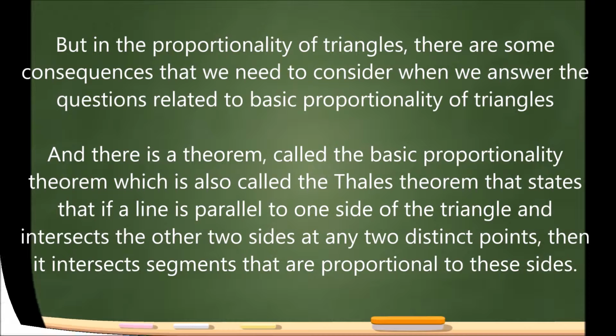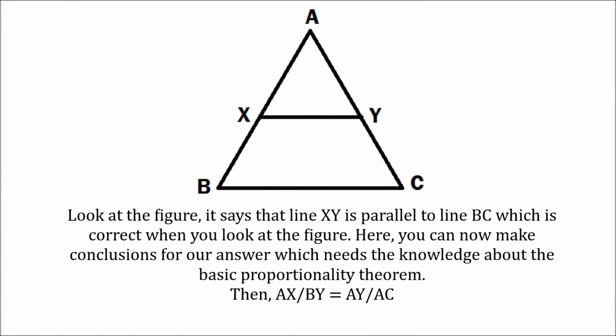Let me give you some examples. Look at the figure. It says that line XY is parallel to line BC, which is correct when you look at the figure. Here, you can now make conclusions using the basic proportionality theorem. Then, AX over XB is equal to AY over YC.